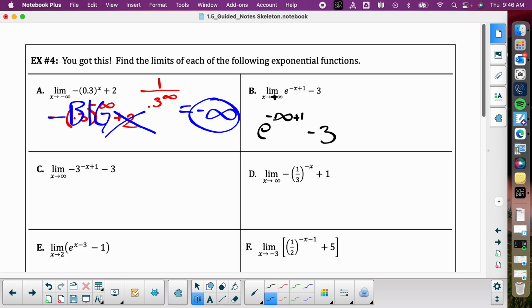This is kind of how I go through it. I literally just write infinity in and figure it out from there. Okay, e to the negative infinity plus 1. The plus 1 is worthless, it doesn't change a giant number. The negative infinity means 1 over e to the infinity.